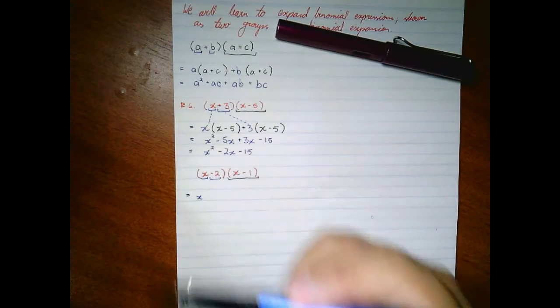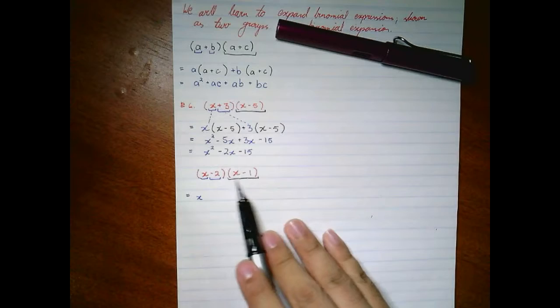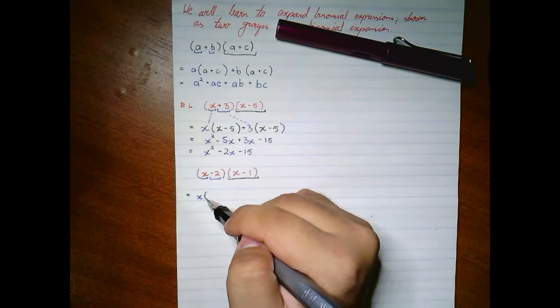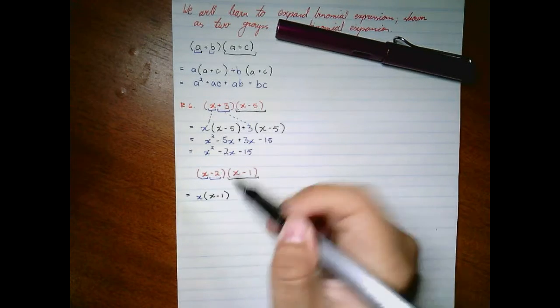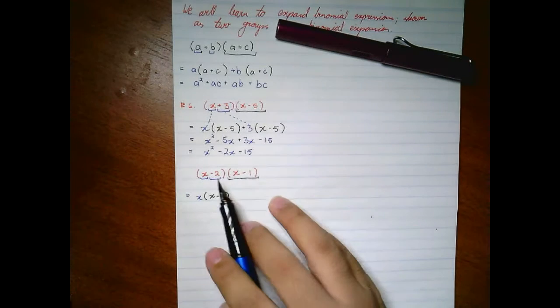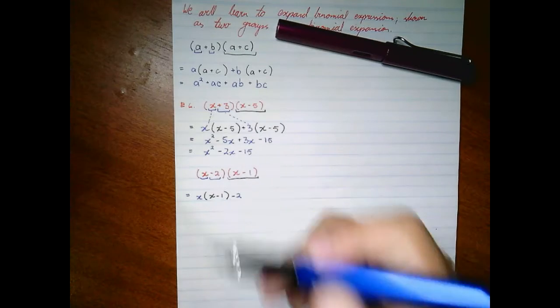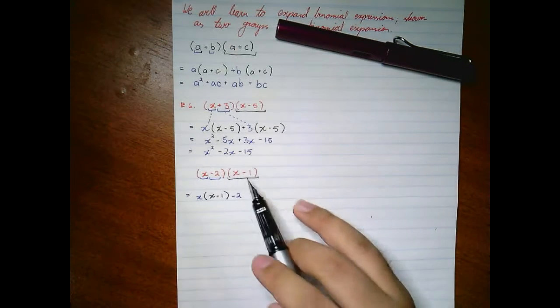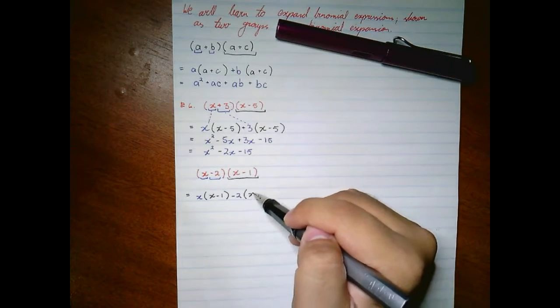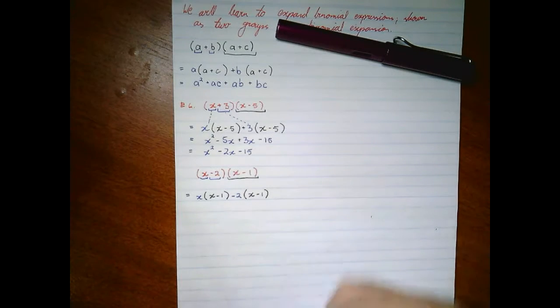x. And then we have this group here. Then we have minus 2, because minus 2. Then we have that group there. x minus 1.